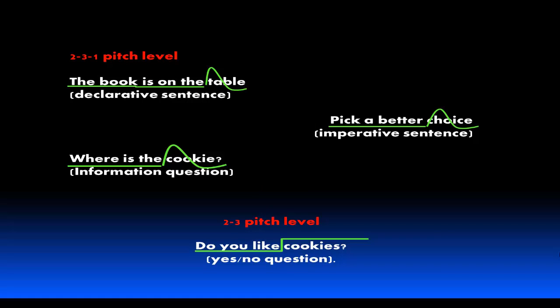For example, in 2, 3, and 1 pitch level: The book is on the table, in a declarative sentence. Pick up a better choice, in an imperative sentence. Where is the cookie? In an information question. And 2 and 3 pitch level: Do you like cookies? In a yes/no question.